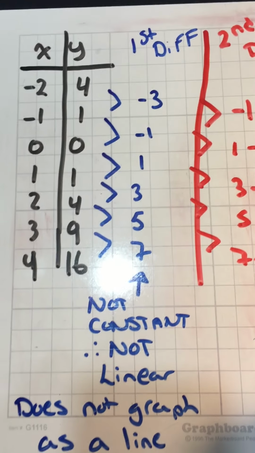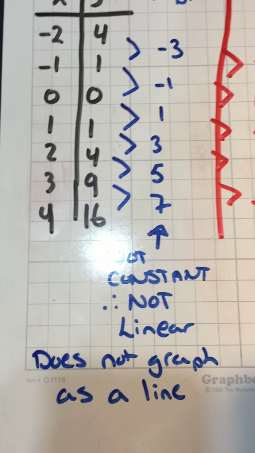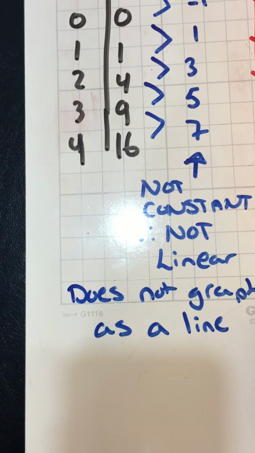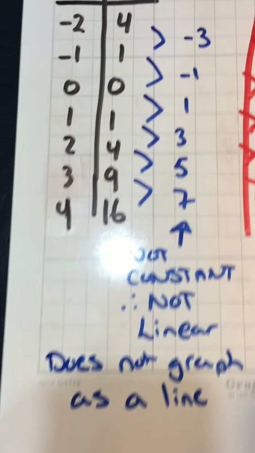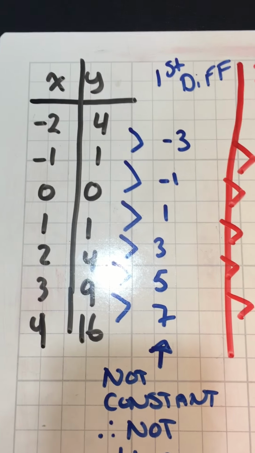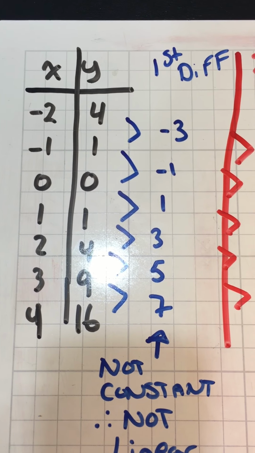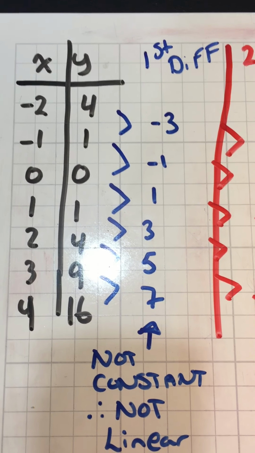So when we calculated first differences, they weren't all the same, and so it was not a line, and it will not graph as a line. And that's all you really need to know today, is that first differences have to be the same to have a line, and if they're different, not a line.